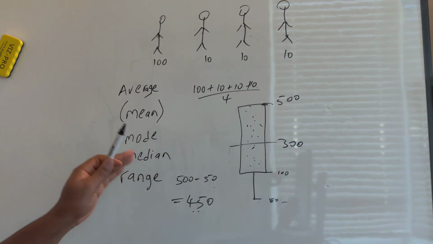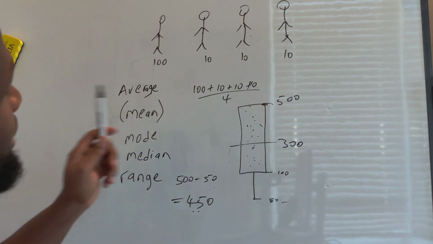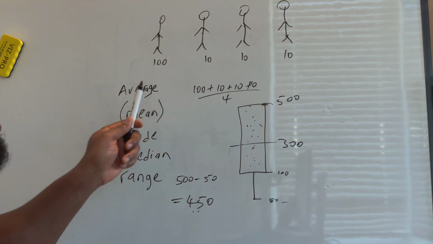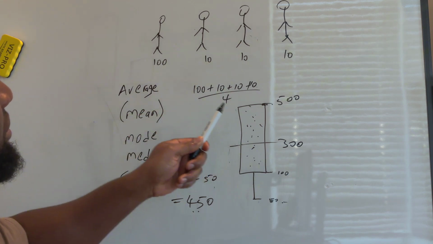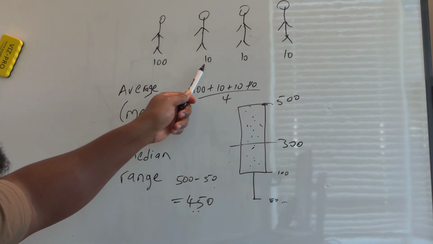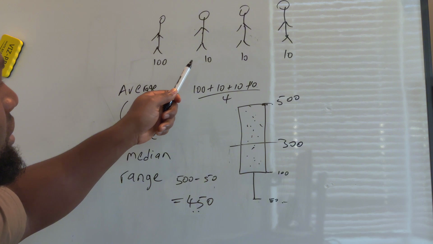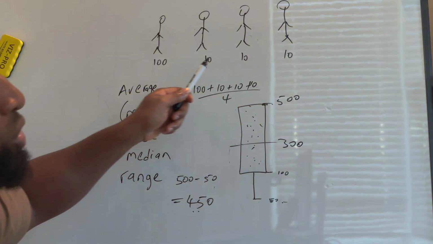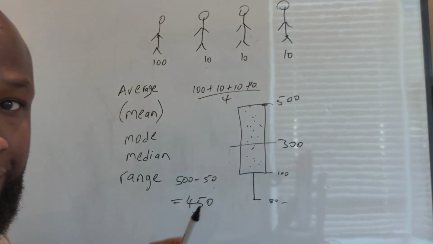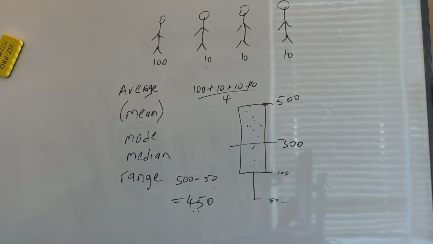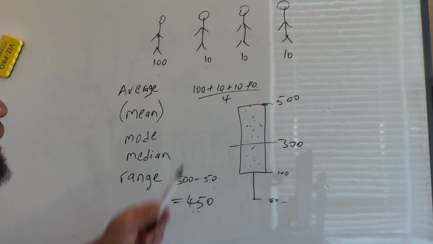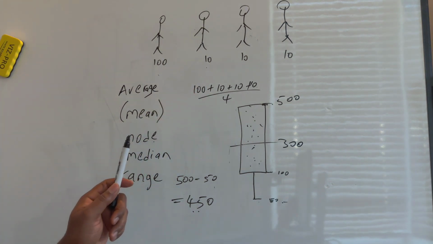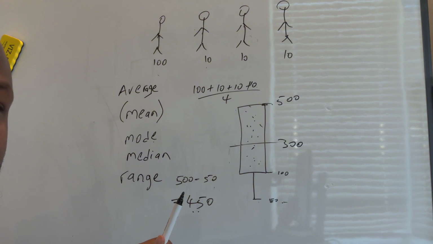Now, some people would say, you have 4 guys here, right? What do we have in common? 10, 10, 10. Some people will say the price of Bitcoin, or the price of the commodity, should be 10, because we have 3 people who are saying 10, and 1 person who is saying 100. In that case, this would be the mode, the one that appears the most, right?